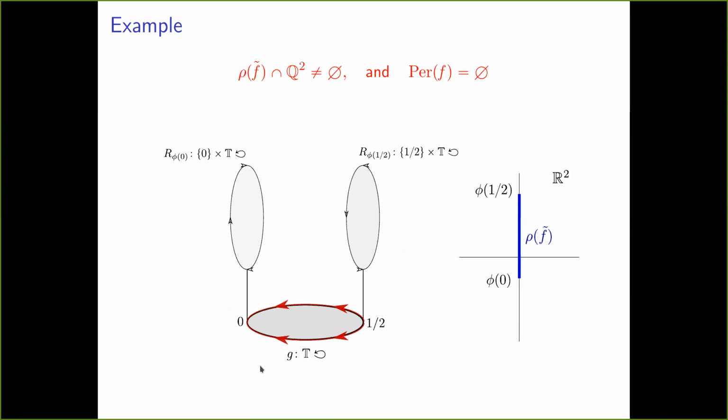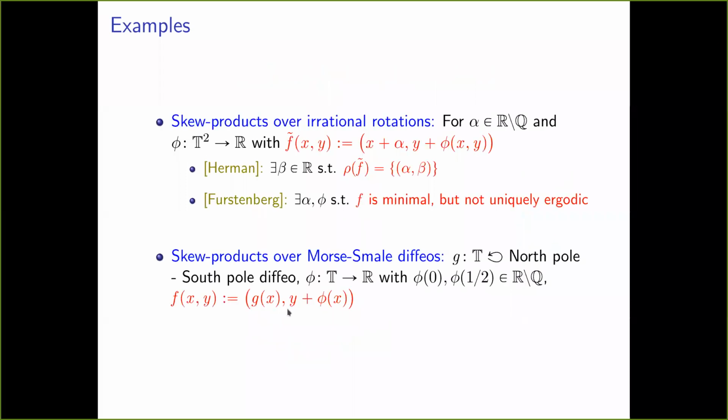I'm considering a skew product on the base. 0 and 1/2 are the two fixed points of the north-south pole dynamics that I denoted by G. And I'm considering rotations. Remember, on the fiber I'm considering just rotations.